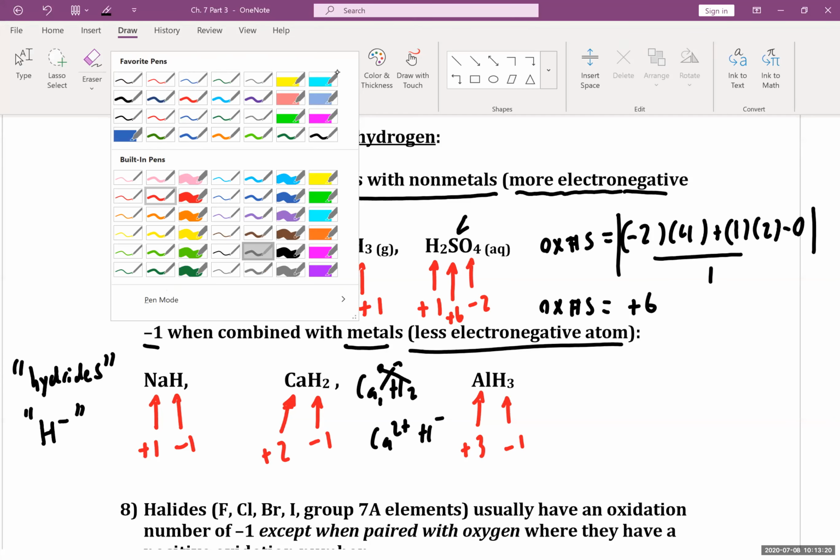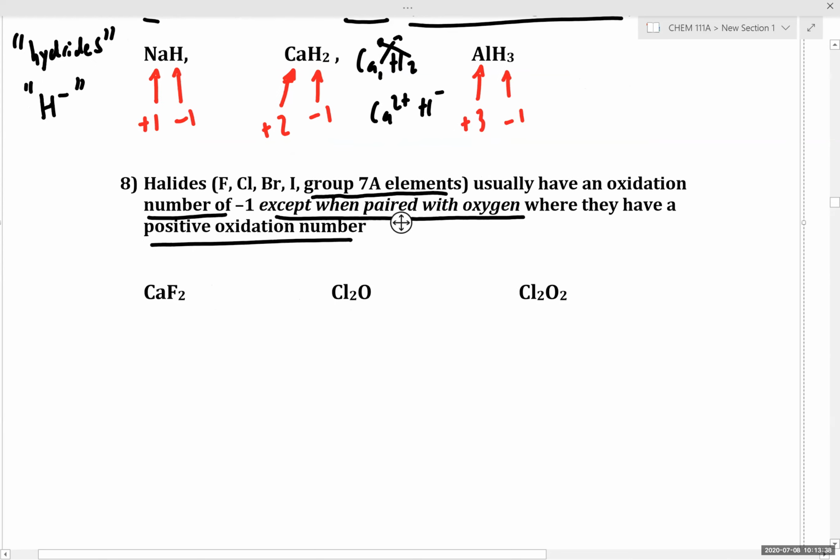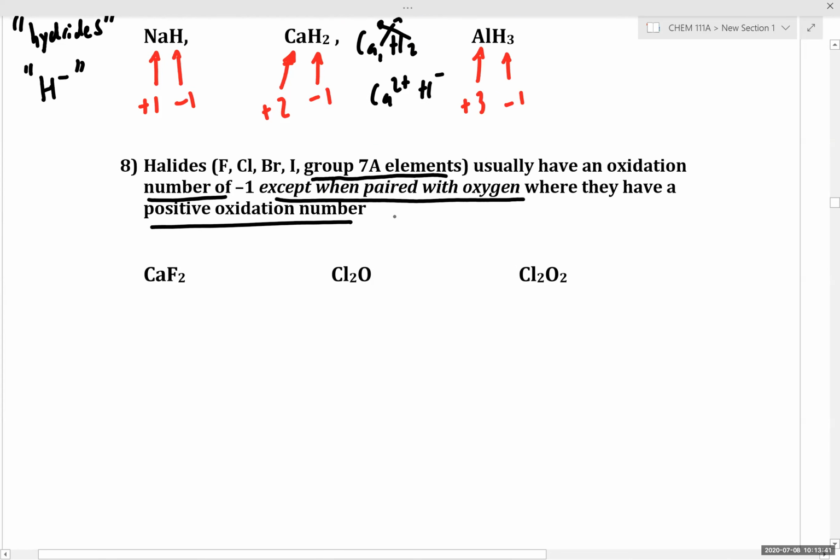Let's look at another set of rules here. Halides or halogens, which are your group 7A elements, usually have an oxidation number of -1, except when paired with oxygen. If they're paired with oxygen, your halides have a positive oxidation number. So for example, in calcium fluoride, fluorine is more electronegative, so it has the negative oxidation number, and halogens prefer to have an oxidation number and a charge of -1. As a result, calcium has an oxidation number of +2.